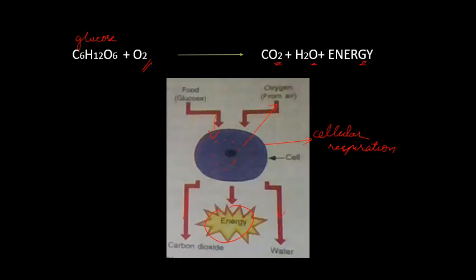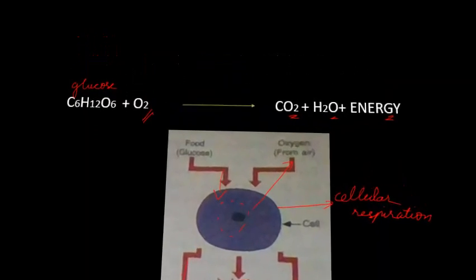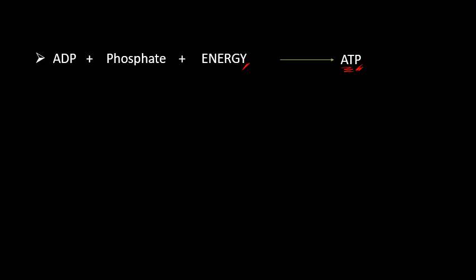Now, can you define respiration? The process in which food is oxidized to release energy is called respiration. The energy released during respiration is not used up by the organism immediately. It is stored in the form of ATP molecules in the cells of the body. How is this ATP formed?